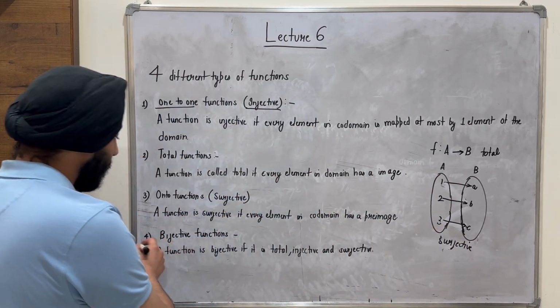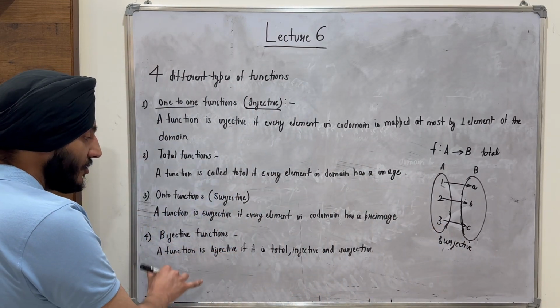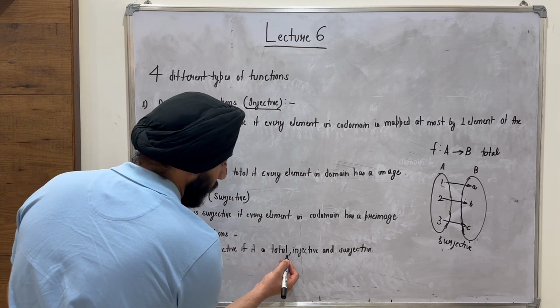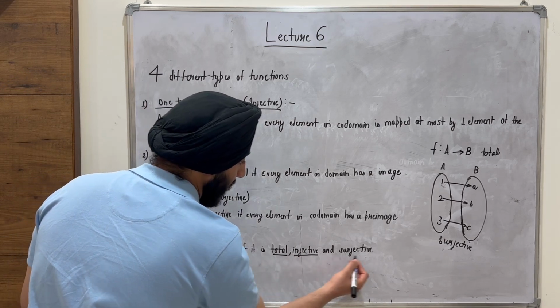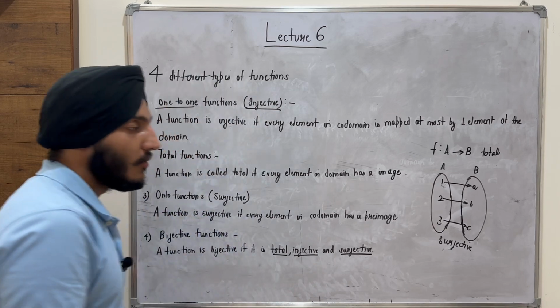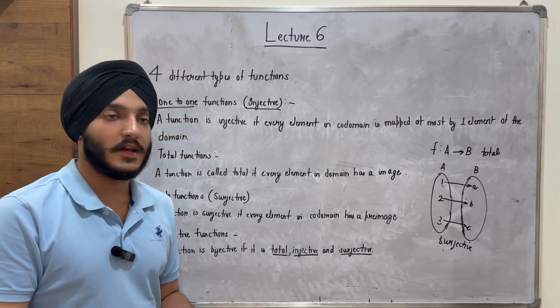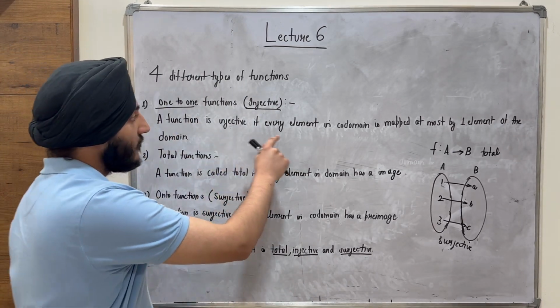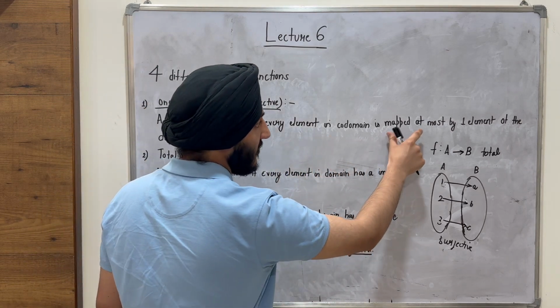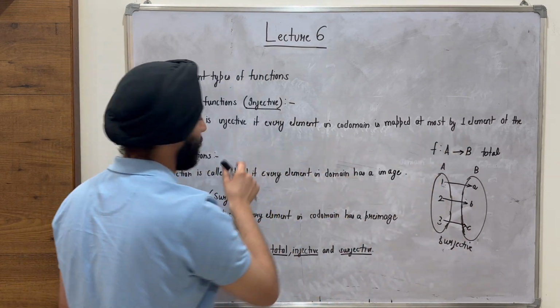Finally, we have this bijective definition. A function is bijective if it's total, injective, and surjective. Now let's try to understand all these definitions once again. If a function is injective, every element in the codomain is mapped at most by one element of the domain.